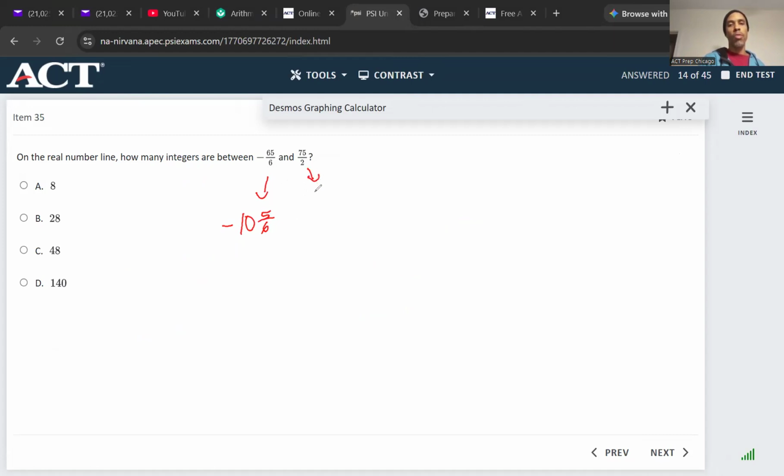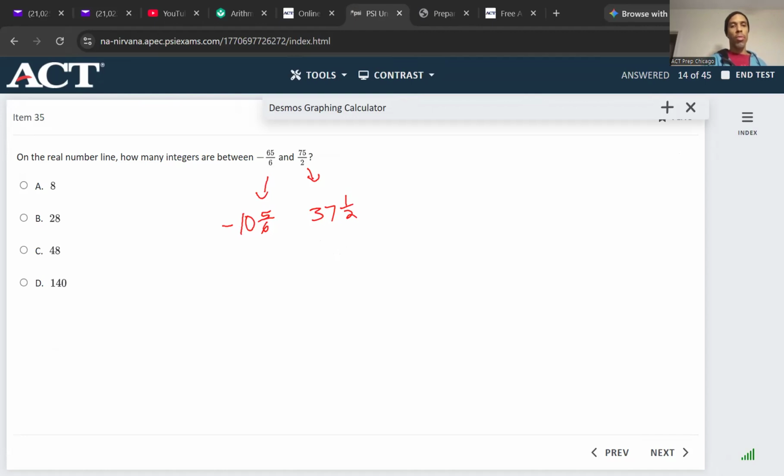And 75 over 2, 74 is the closest one. What's half of 74? 37. It's going to be 37 and 1/2, right? 37 times 2 is 74. 2 times 7 is 14, carry the 1. 2 times 3 is 6 plus 1 is 7, right? So 37.5. 75 over 2 is 37.5.